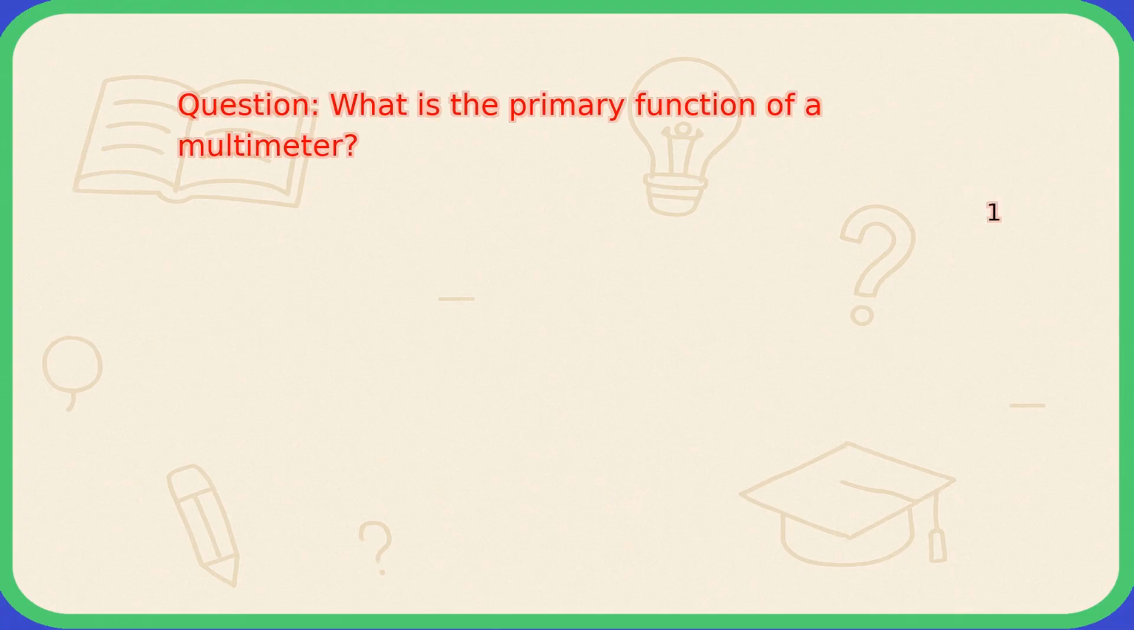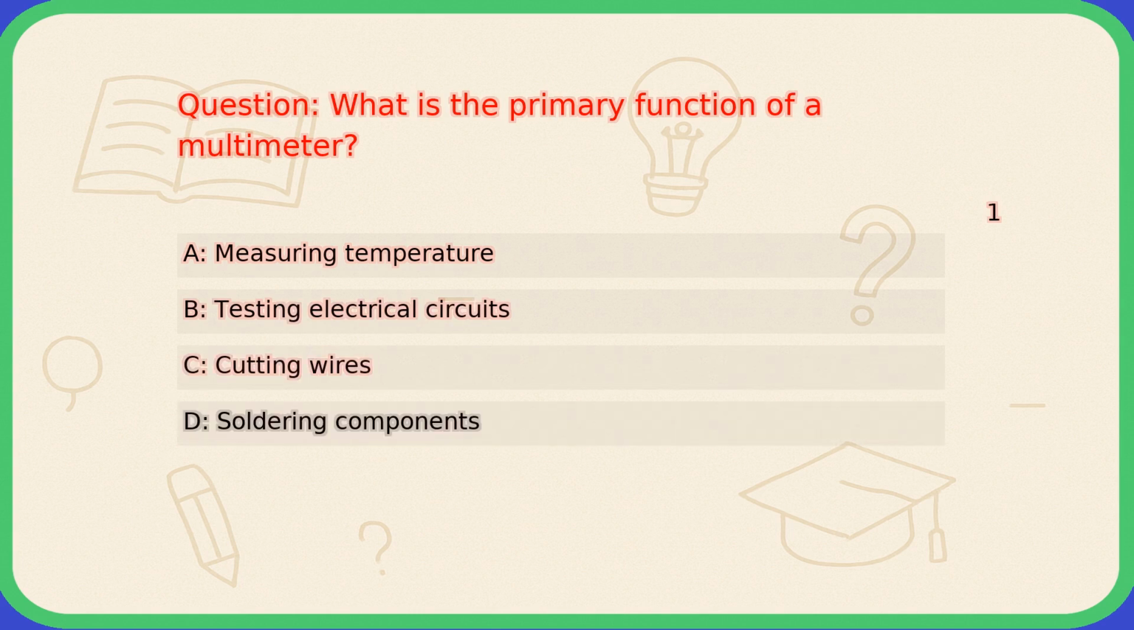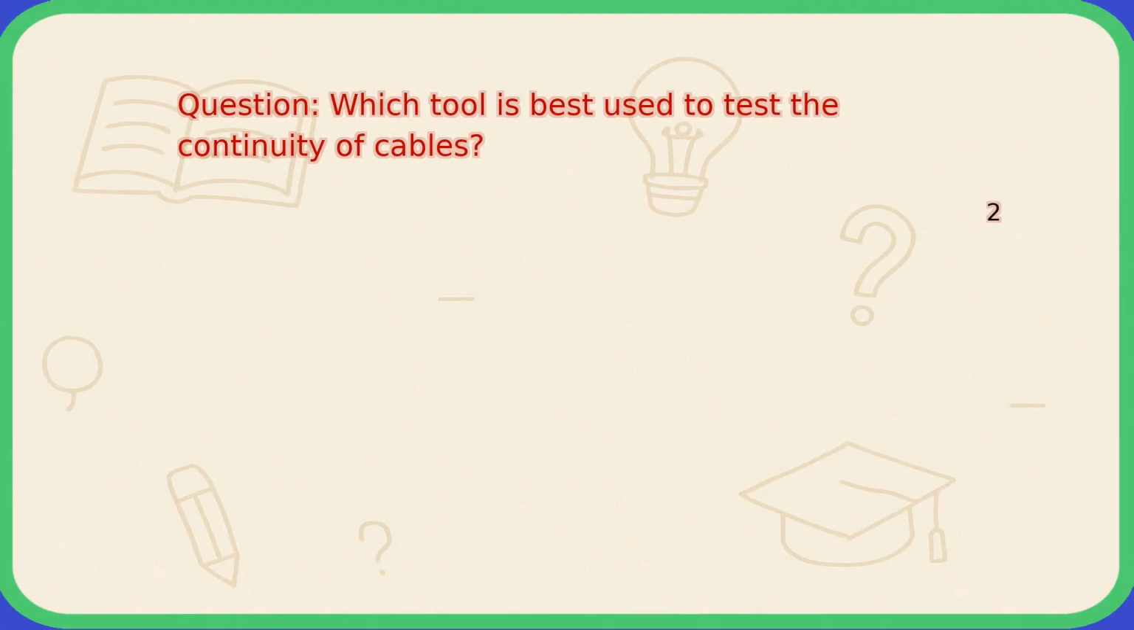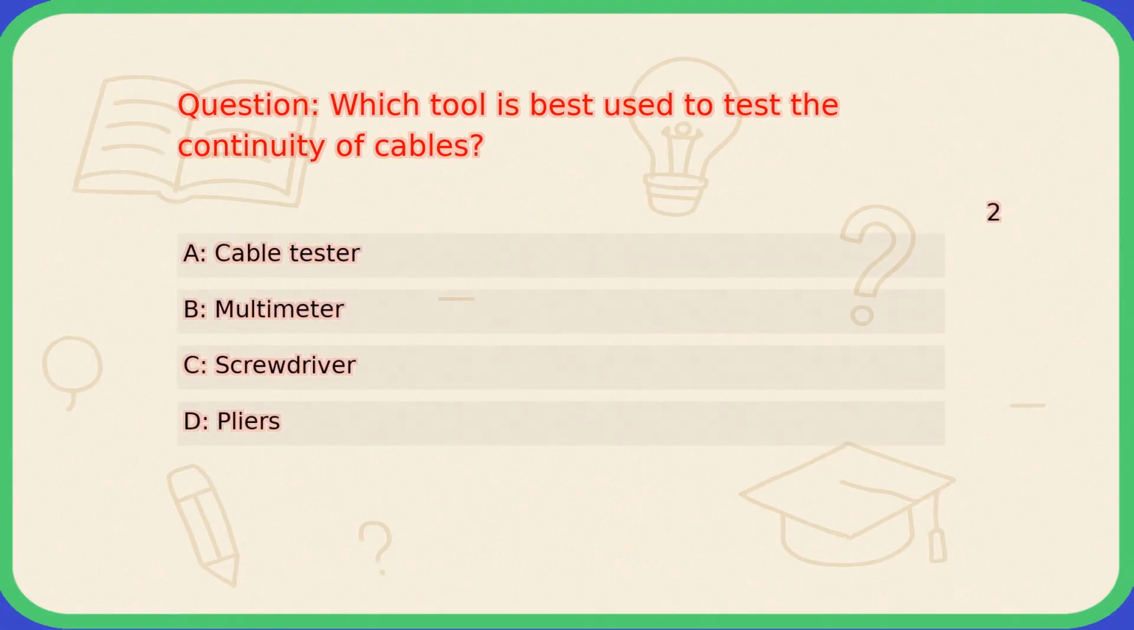Question: what is the primary function of a multimeter? Answer: B. Testing electrical circuits. Question: which tool is best used to test the continuity of cables? Answer: A. Cable tester.